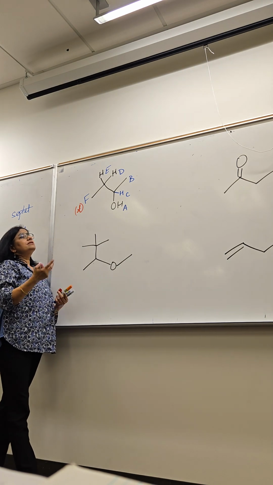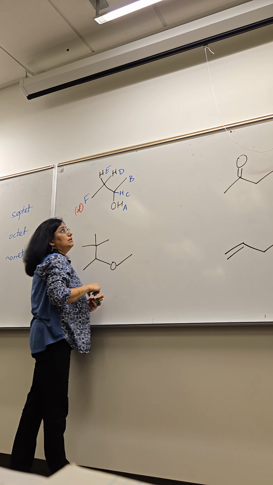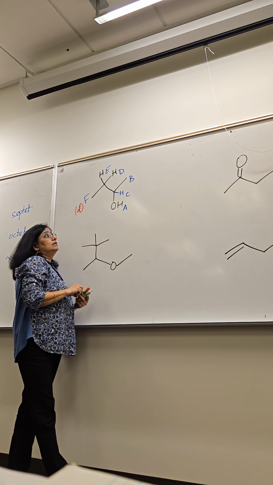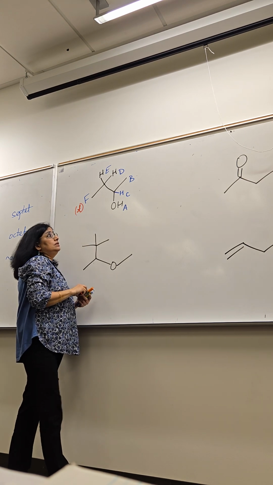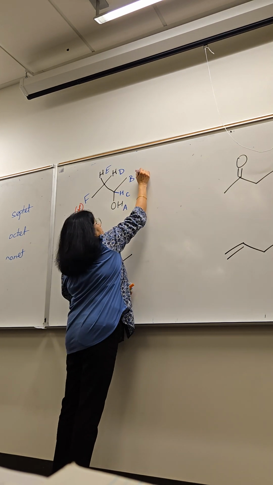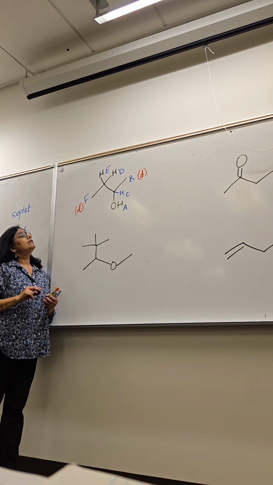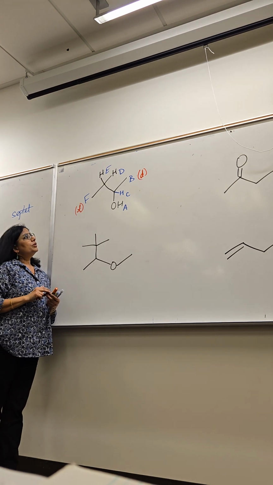Let's start with another simpler one, B. What do you expect for B? Three. Are you sure? No. It has only one neighboring hydrogen. So it's a two. Doublet. We good, everybody? What about A?